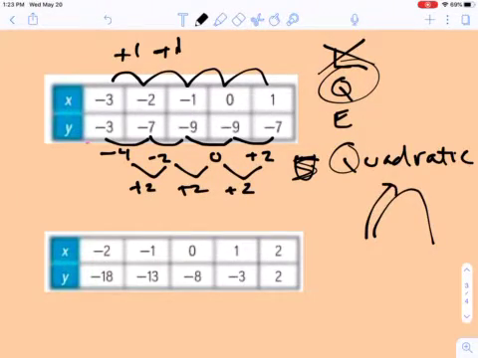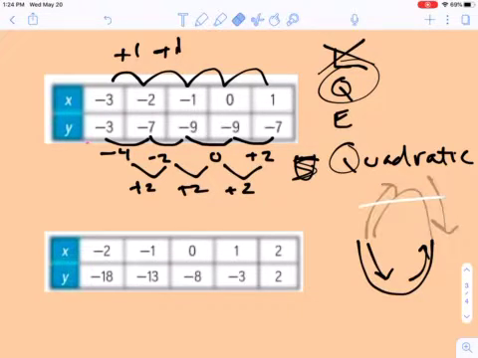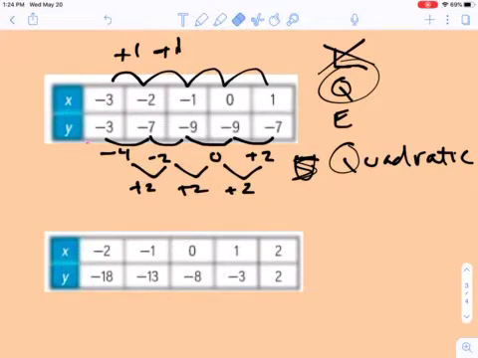It's going up and then it's going down, or it's going down and then it's going up, right? So that's how you can tell if it's going to be quadratic, is that bell curve shape.